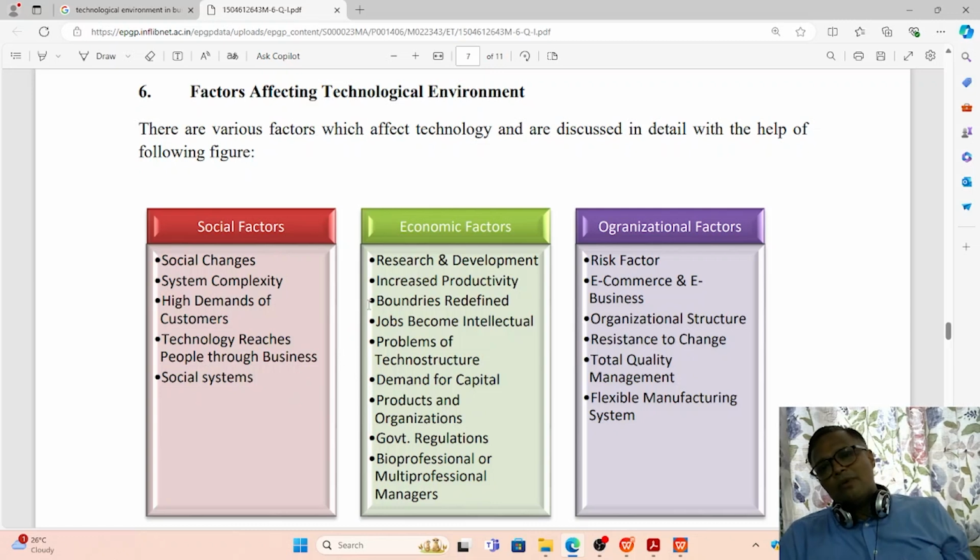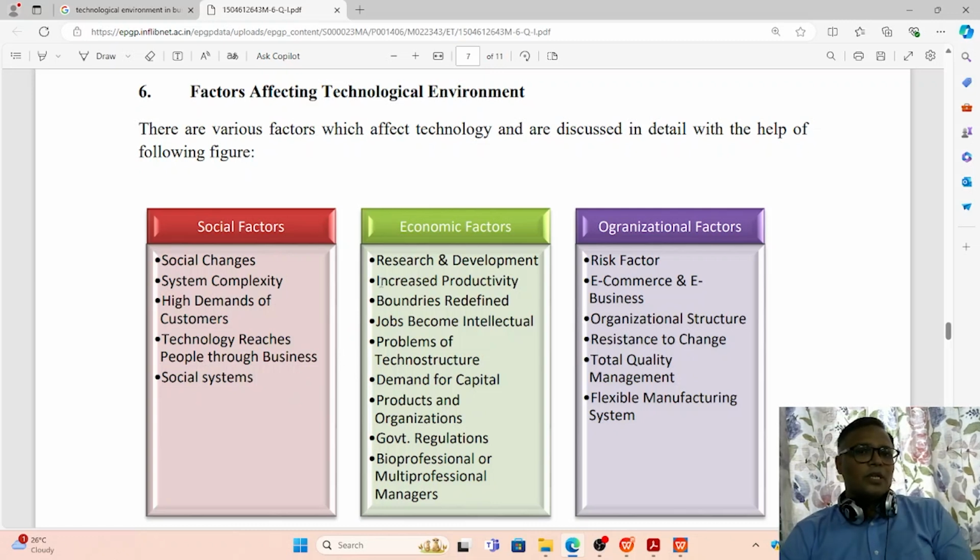Second is the economic factor, the research and development. It discusses the research and development, the increased productivity, the boundaries redefined, the jobs which become intellectual, and the problems of the technostructures. Next, about the demand of the capital, products and the organization, the government regulations, and the bio-professional or the multi-professional managers. Lastly, about the organizational factors, as we consider the various factors of the organizational part, it includes the risk factor associated with the organization.